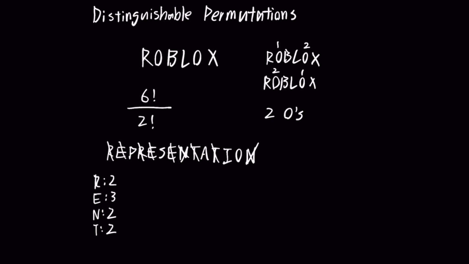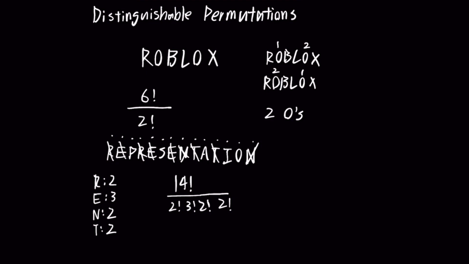So that's good. In representation, we have 1, 2, 3, 4, 5, 6, 7, 8, 9, 10, 11, 12, 13, 14. We have 14 letters. So we're going to do 14 factorial. However, because there are so many of these reoccurring letters, for R we're going to do 2 factorial. For E, we're going to do 3 factorial. N, 2 factorial, and then T, 2 factorial. So really what we're calculating here is 14 factorial over 2 factorial times 3 factorial times 2 factorial times 2 factorial. So let's plug that in our calculator.